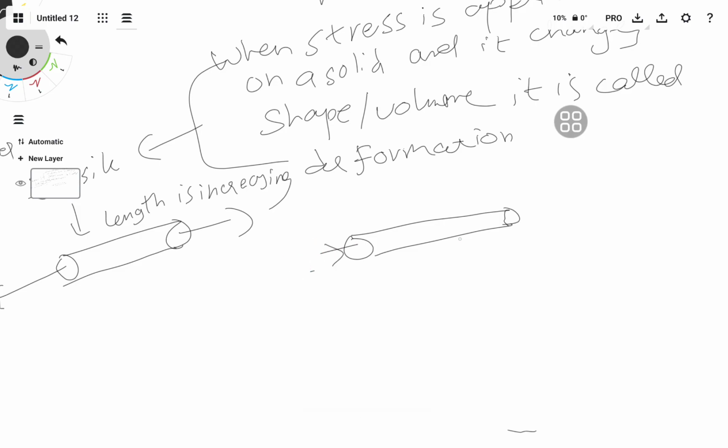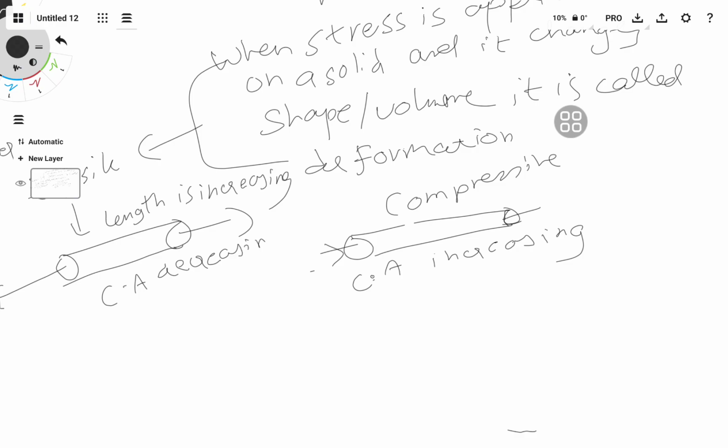But if we have, on the same pipe, a force like this, this is compressive because it is compressing it. It's decreasing the length but increasing the cross sectional area. Over here, the cross sectional area is decreasing, whereas here cross sectional area is increasing and length is decreasing.